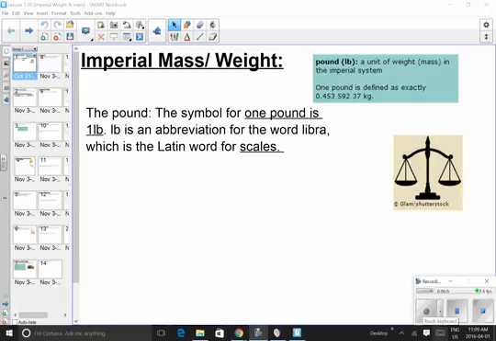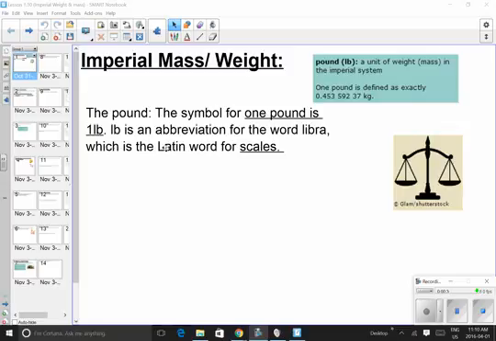Okay, let's chat about mass and weight. The imperial units are kind of interesting. Technically, the pound is a unit of weight. Weight is a measure of force. However, we use it interchangeably in the imperial system with mass. Okay? So, typically, we talk about things in pounds. The symbol for 1 pound is lb.